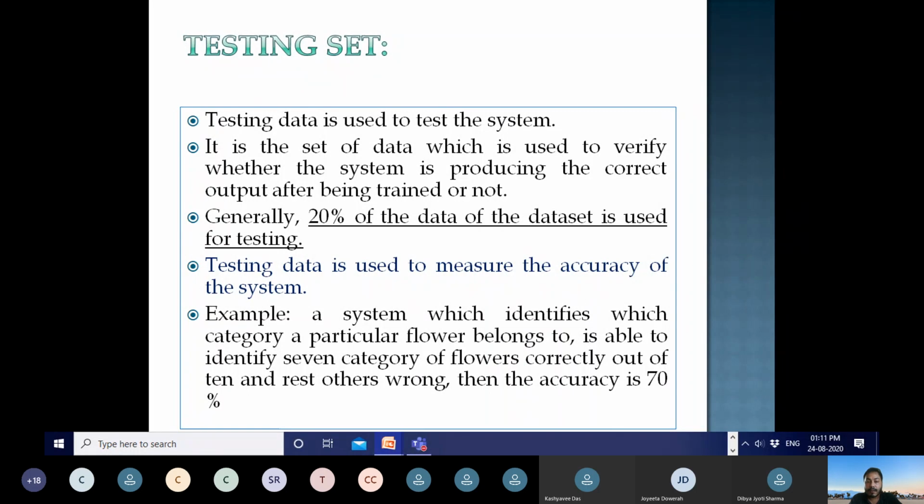This means that first you have trained the model with that 80% of data, and the remaining 20% you will keep just to check whether the system, the machine that you built, is working properly or not. This means whether it can identify a new object correctly or not.